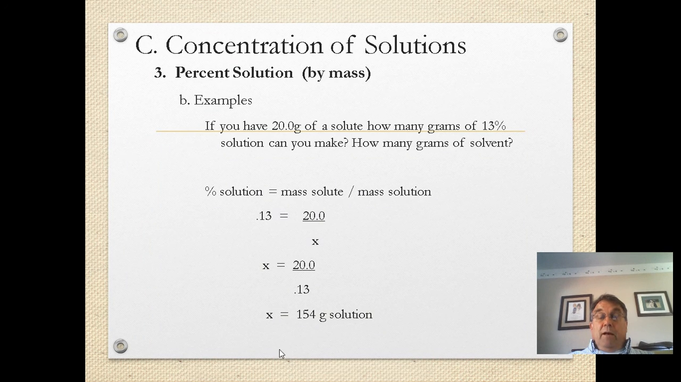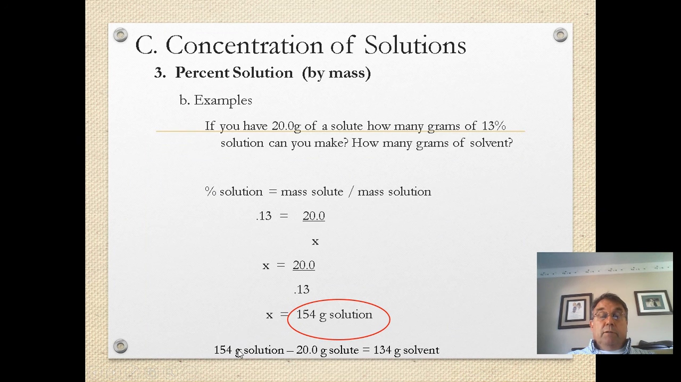Now, out of that 154 grams, 20 of it is solute. So how much solvent would that be? Now the math here is really complex. You have to take 154 minus 20, and you get 134 grams of solvent. So 20 grams of solute and 134 grams of solvent make 154 grams of 13% solution. Okay, so that's percent solution.